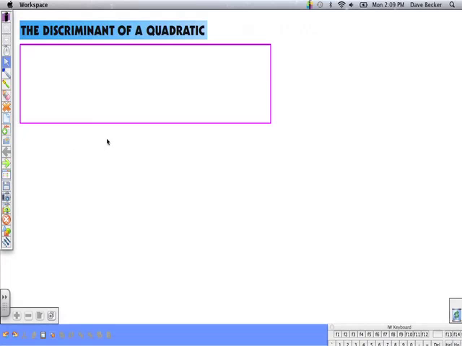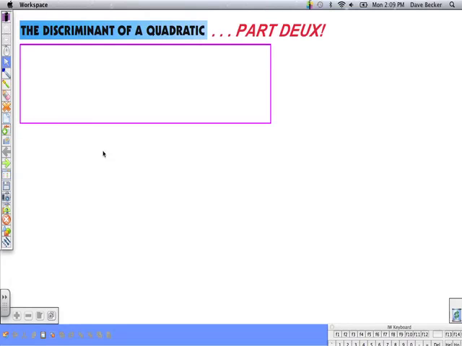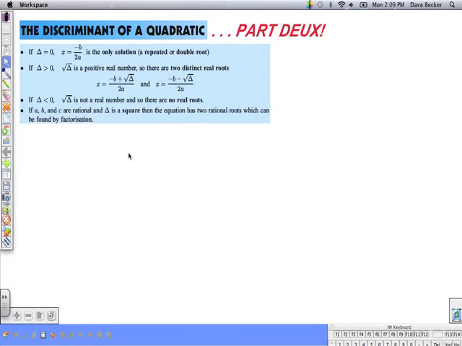The discriminant of a quadratic. Hold the phone, Beck. What's up? We already did that. Well, this, boys and girls, is part 2 because we didn't quite finish last time, and I wanted to cut it and not go on and on. So today we're going to focus on bullet 2 and bullet 4. I want to talk about those a little bit more extensively, and what in the world this exactly means, just to make sure you get it.